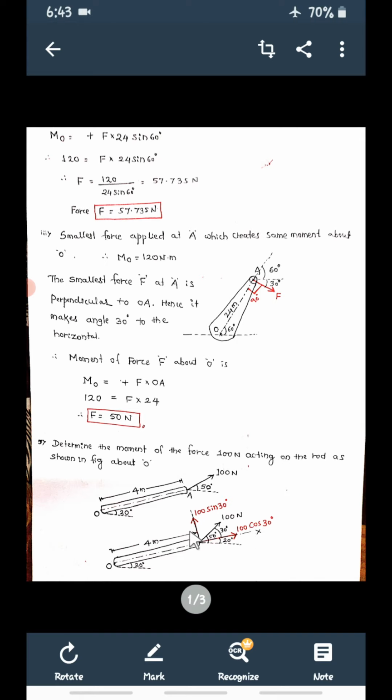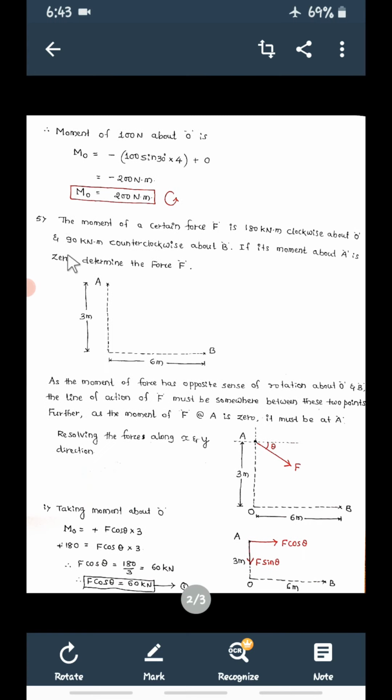So it is only minus 100 sin 30, minus because it is anti-clockwise, minus 100 sin 30 into 4, plus the moment of that force 100 cos 30, which is 0. So this comes out to minus 200 Newton meters, because force is in Newton and distance is in meter. What does this minus indicate? It is anti-clockwise. Remove the minus sign, write 200 Newton meter. Minus is because it is anti-clockwise.